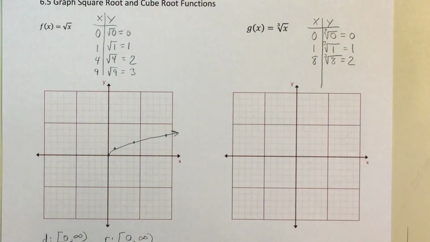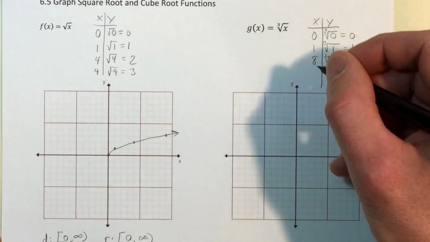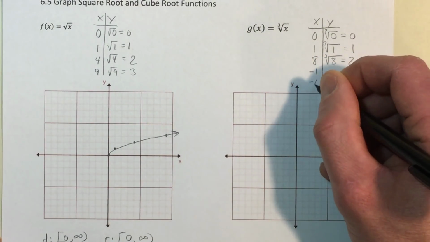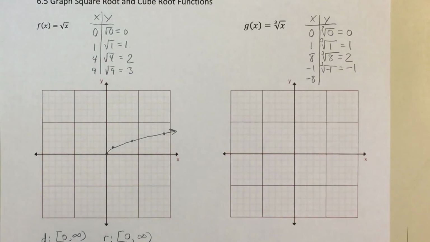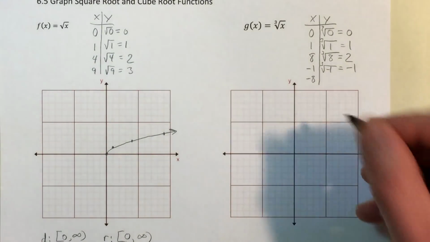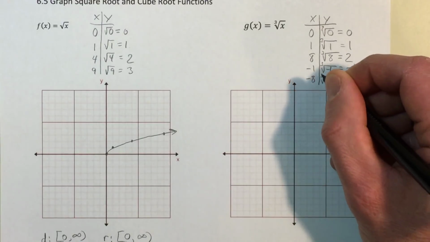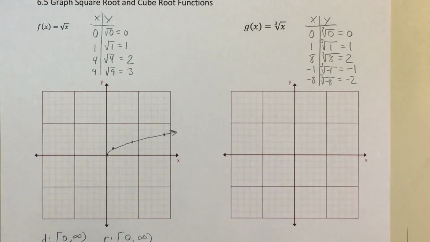Now, so far I've used positives, but would negatives be allowed here with a cube root? The answer is yes. Whenever you take an odd root of a number, if it's negative, your answer is going to be negative. It stays with it. There's no restrictions in that regard. So let's also sneak in -1 and -8. And the cube root of -1 would be -1. Cube root of -8 would be -2. And I think we've got enough to make a pretty accurate graph here.